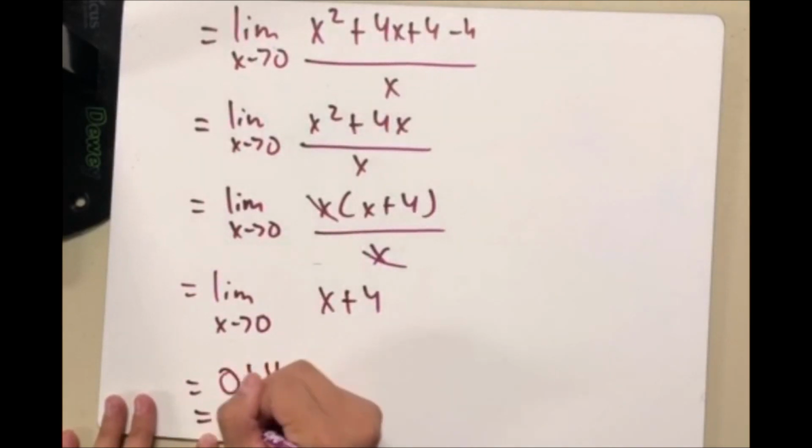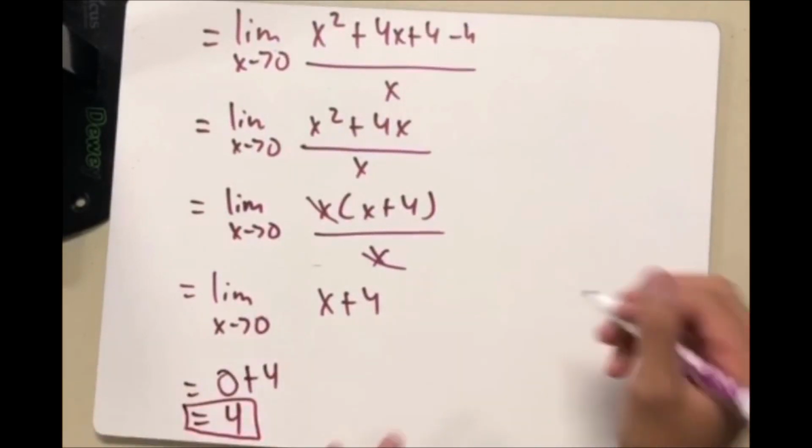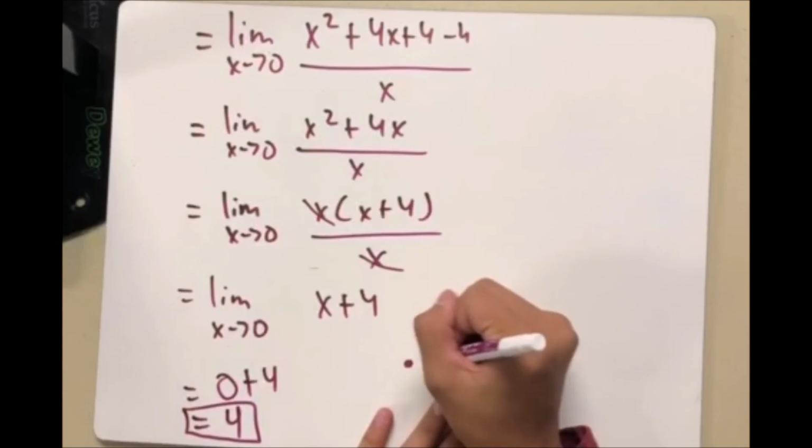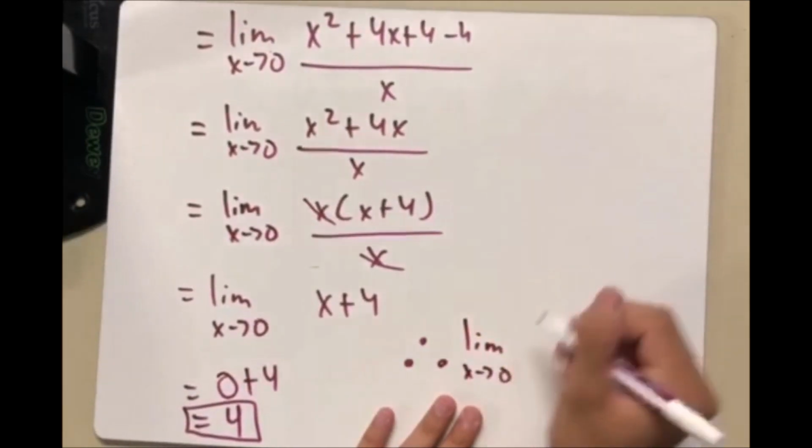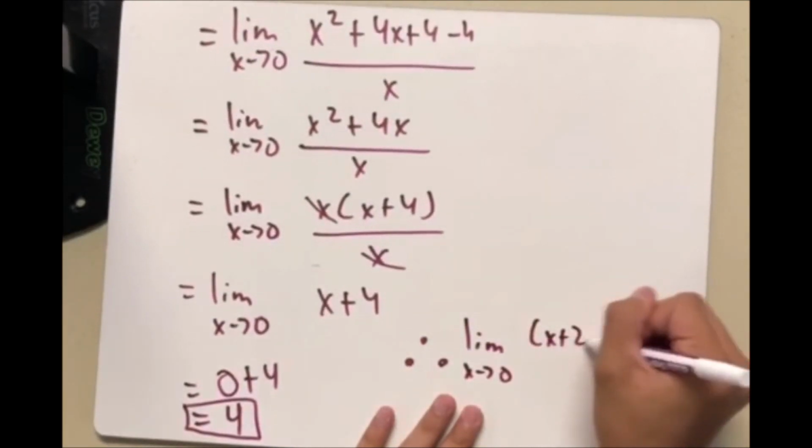Use direct substitution to plug in 0 for x to find the limit. Therefore, the limit of (x plus 2) squared minus 4 over x as x approaches 0 is 4.